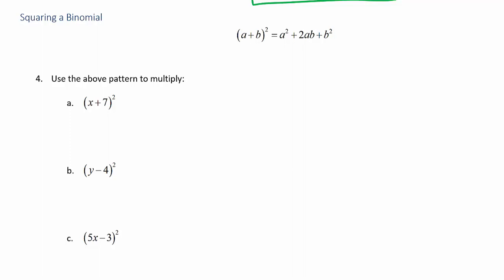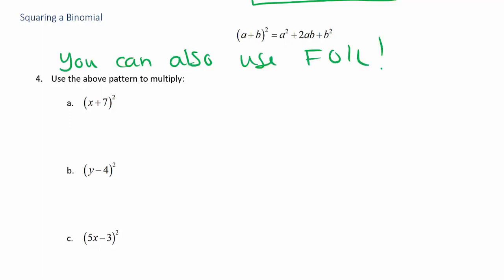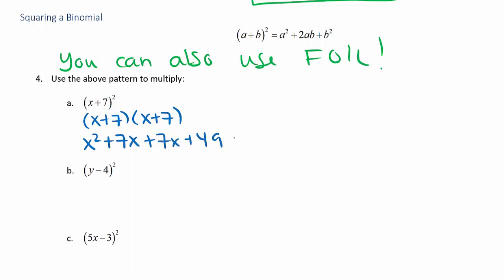But for some of you, it might be easier to just use FOIL on these problems. I'm going to do 4a using both methods, and then I'll try to show you the formula in parts B and C. So x plus 7 squared, what that actually means is we're taking x plus 7 and multiplying it by itself. Using FOIL, I would get x squared plus 7x plus 7x plus 49. And if I combine like terms, that becomes x squared plus 14x plus 49.